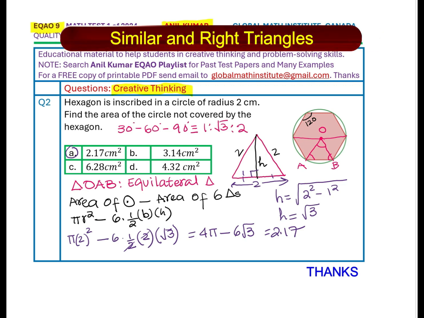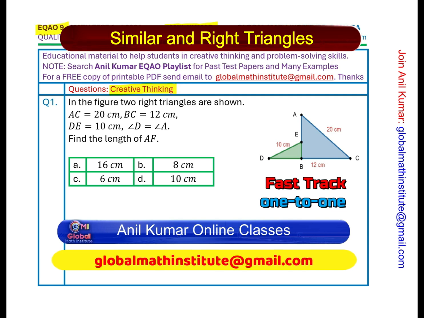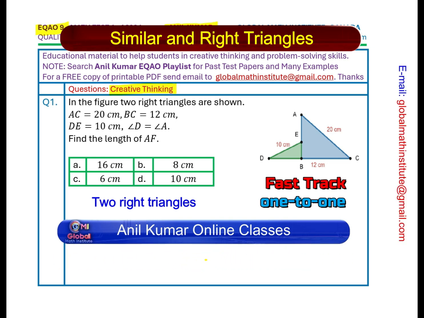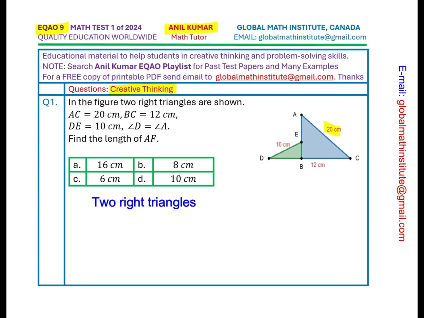Next question is on combination of two triangles using similar and right triangle concepts. Question one: in the figure, two right triangles are shown. AC equals 20 centimeters, BC is 12 centimeters, DE is 10 centimeters. Angle D equals angle A. Find the length of A to E.